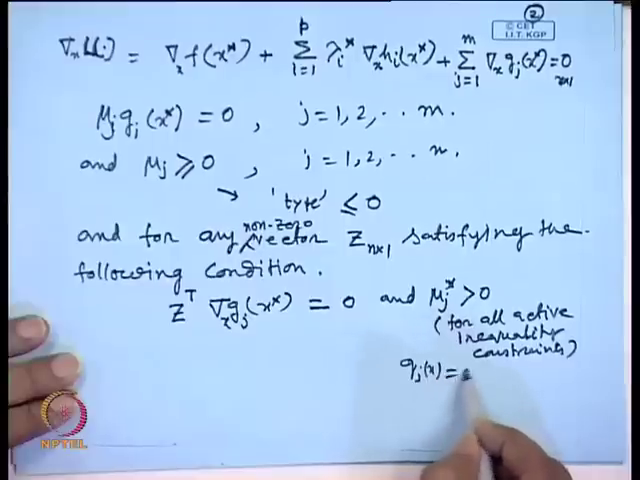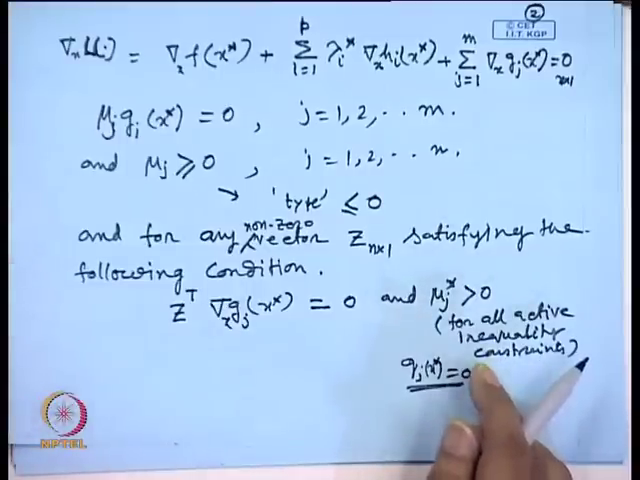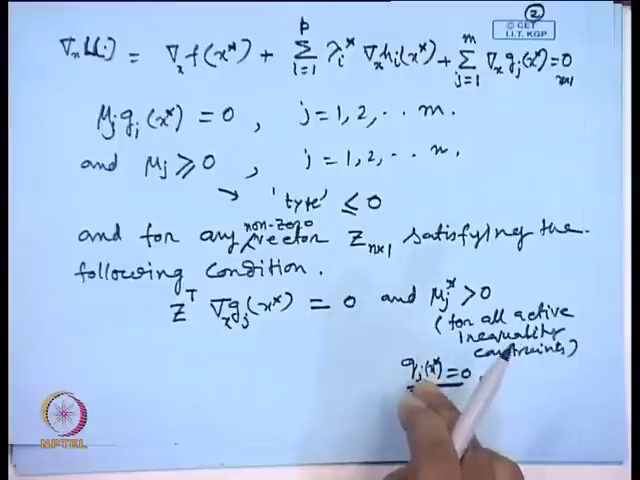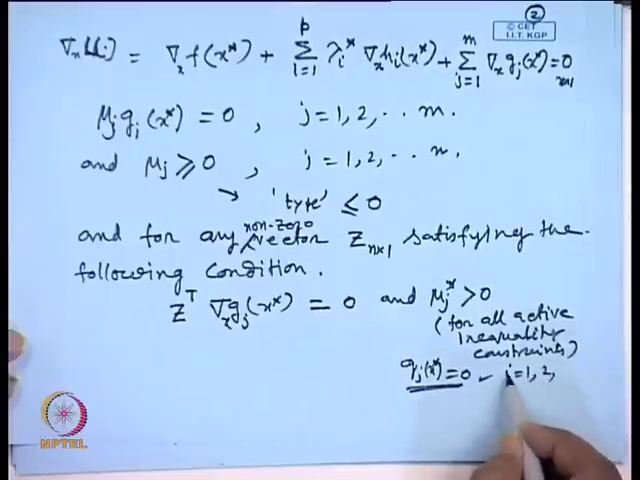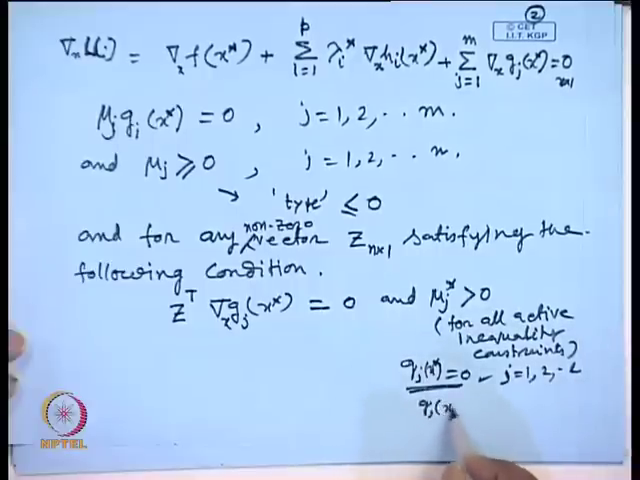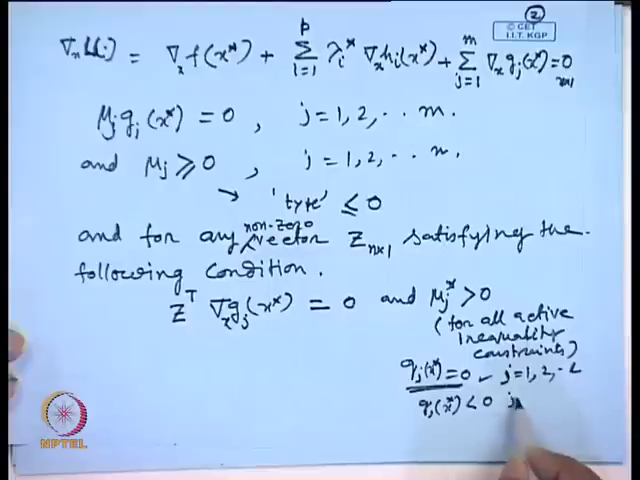For all active constraints: if x star is a regular point, and at that point g_j(x) is equal to 0 at x equal to x star, then it is called an active constraint. We have small m inequality constraints. Out of small m, say small l are satisfied as equalities at the regular point, and the remaining m minus l satisfy the inequality condition g_j(x star) less than or equal to 0, for j = 1 to m minus l.